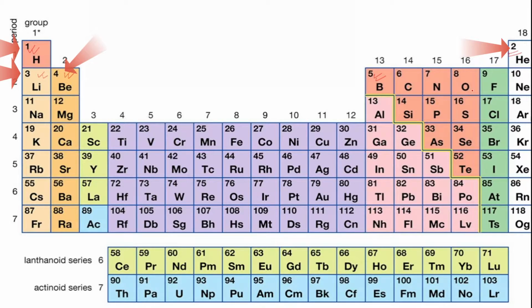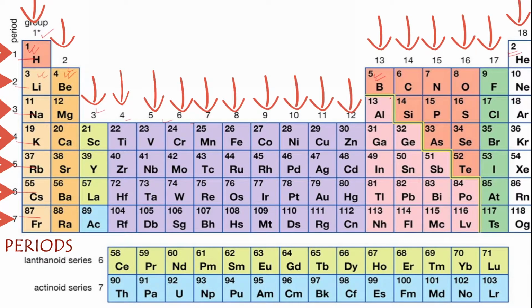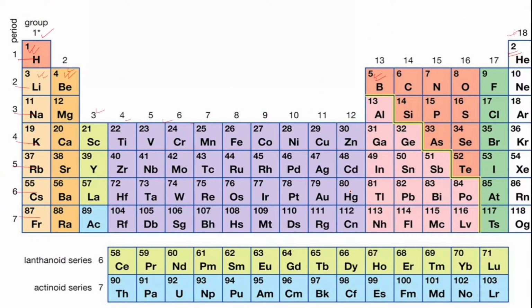While doing this, there form 7 horizontal lines: 1, 2, 3, 4, 5, 6, 7, which are periods. Horizontal lines are called periods, whereas there are 18 vertical columns. You can see vertical columns 1, 2, 3, 4, 5, 6, up to 18. These are all groups. Actually there are 9 groups, and 9 groups are divided into subgroup A and B. That is why there are 18 columns in this table.